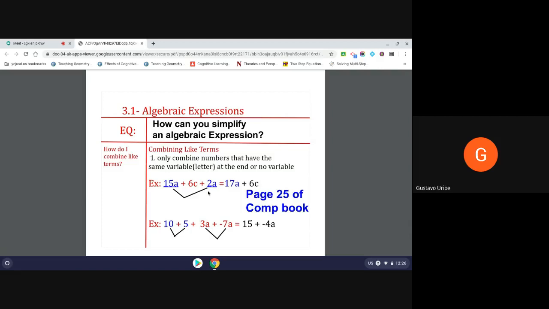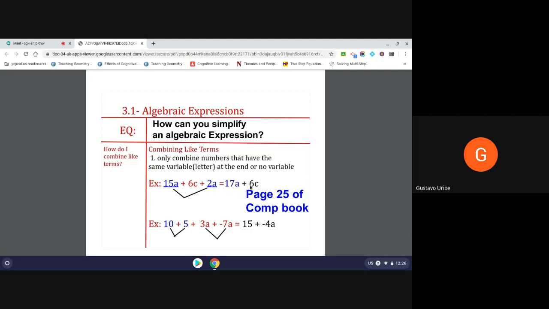So I'm going to go ahead and scratch this one off and scratch this one out. All right, we're going to eliminate these. These two are done. The only thing that I have left is 6c. Well, there's no other term that has the same variable, so we're just going to add it on. And this is a positive, so we're going to put a plus here. So your final answer is 17a plus 6c.